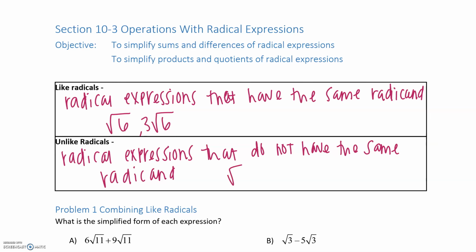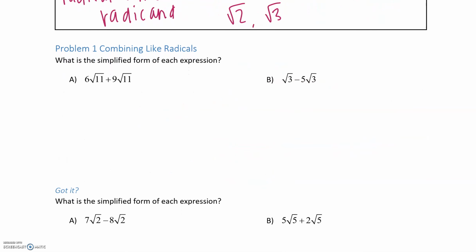Okay, so the square root of 2 and the square root of 3 are not like radicals because the number under the square root sign is different. Okay, so when we have like radicals, the biggest thing to remember is that when we're adding, just like if we're adding variables, so if we had 2x plus 3x, we're not changing the form of the variable, but we are changing the coefficient on the variable. Okay, so it's the same thing here. We are going to add our coefficients on the outside, but the radicals themselves will stay the same.